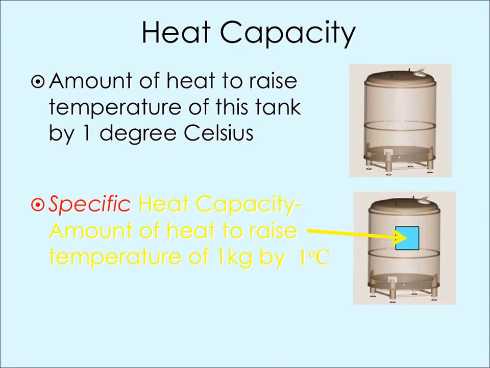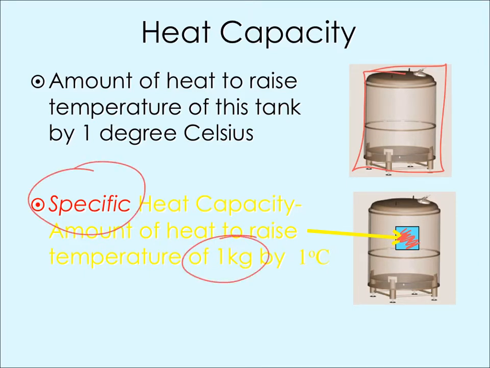So, what is heat capacity? Well, it's the amount of heat it takes to increase the temperature by 1 degree Celsius or 1 degree Kelvin. So that's the heat capacity. So the whole tank, the whole thing, has a heat capacity, whereas 1 kilo of the water inside it has a specific heat capacity. Specific means 1 kilo of it, whereas heat capacity means the whole thing.